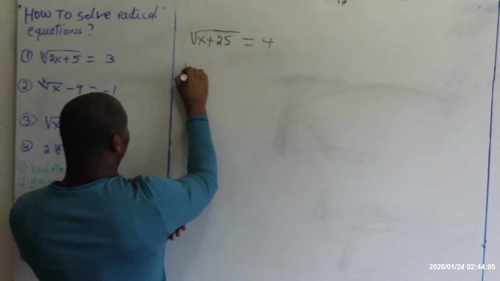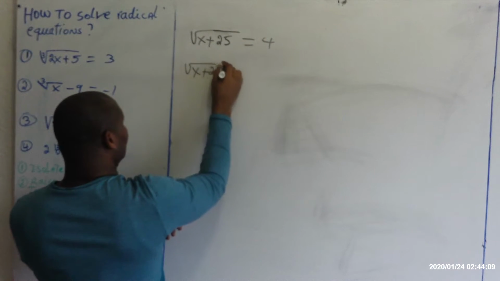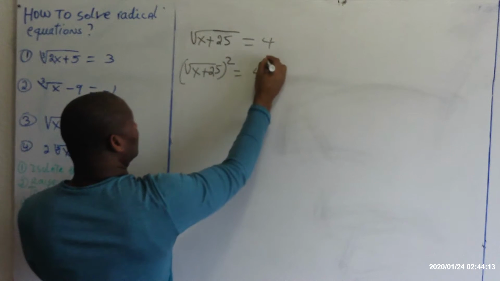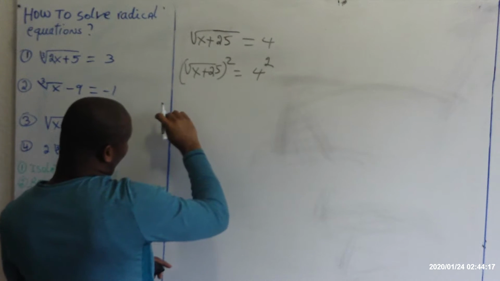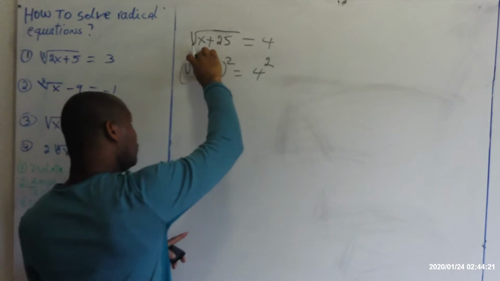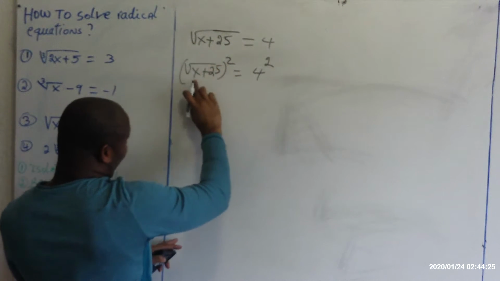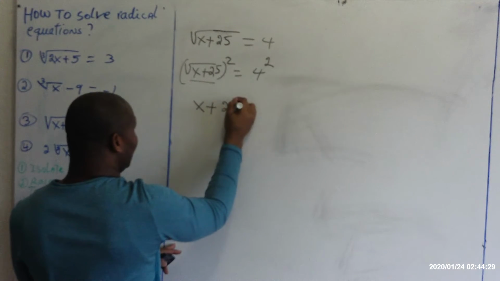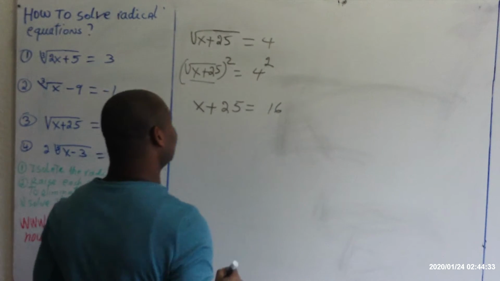So it's going to be x plus 25. Okay. So why we raise the power is because we need to get rid of the radical sign. So we can get rid of it now. It's going to be x plus 25 equals 16. Okay, 4 power 2 is 16.